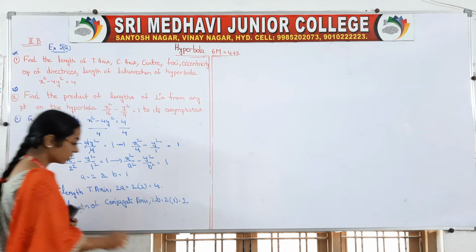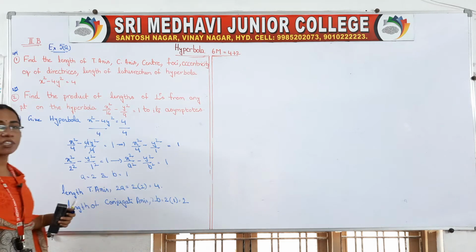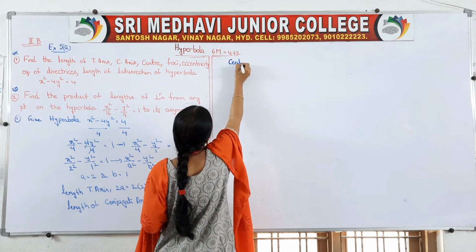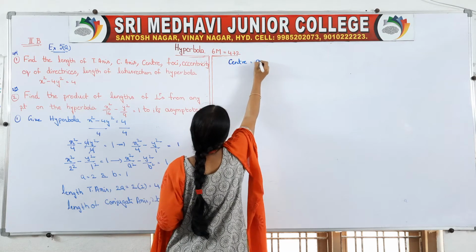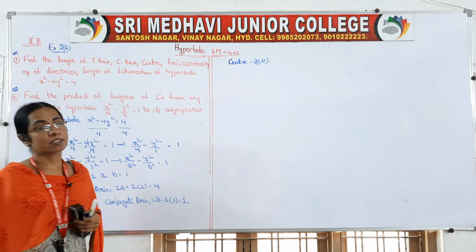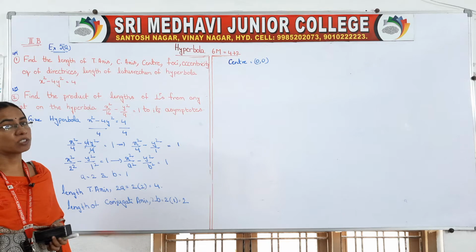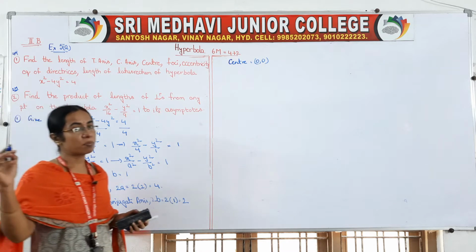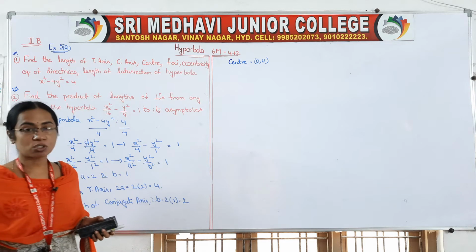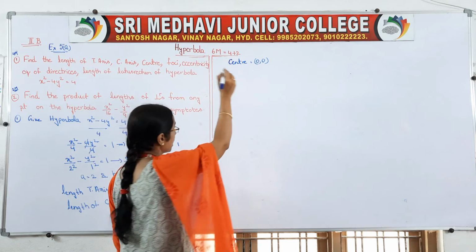Okay, next we have to find the center. For the first 2 cases the center is the origin only, isn't it? So the center is (0, 0). Next foci and directrices, but the formulas of foci and directrices are with respect to e, isn't it? So first you find out the eccentricity e.